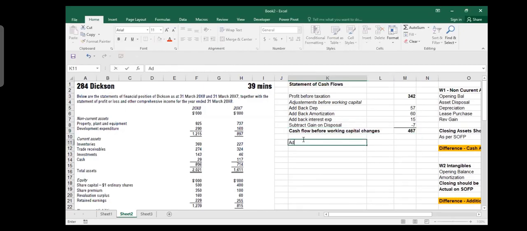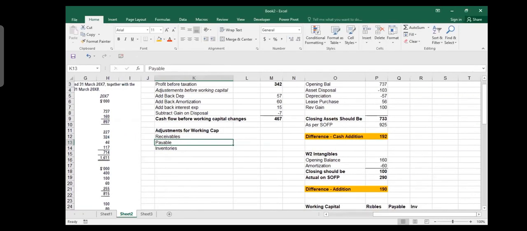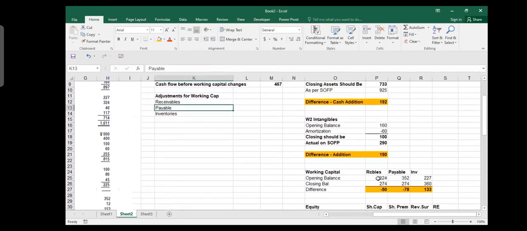Then we'll say adjustments for working capital. And you know what working capital is. Working capital is receivables, payables, and inventories. We made one table below. You can go and check numbers from there as well. We made some calculation here for working capital, receivable, payable, and inventories. So your receivables were 324. Now your receivables have decreased. So if receivables are decreasing, it means that your cash should be more. So you should be adding this $50. Don't pay attention to this minus 50 because I just subtracted. If I do it from here to here, then it will be all correct. So receivables have decreased, which means customers paid money, which means that we will have more cash.